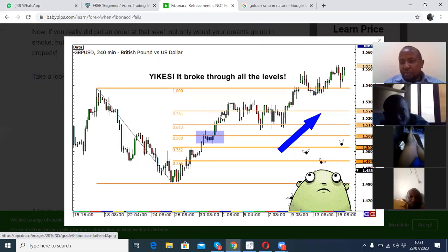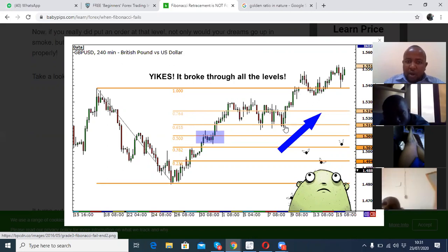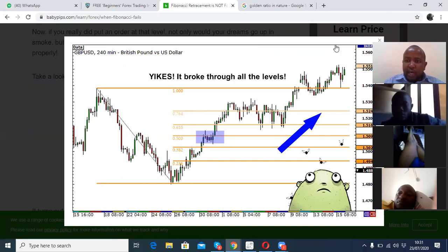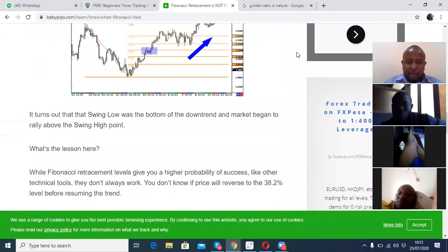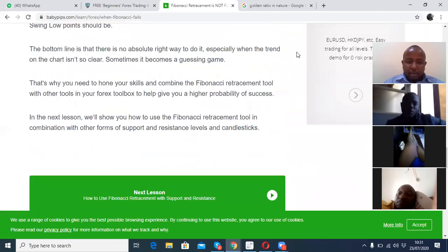76.4, so 76%. And then there was the presence of so many candles here. So now the 61 here was acting as our very strong support. And that's why you can see the market was able to rally up. So that's another very good example. Let me also look for one more.